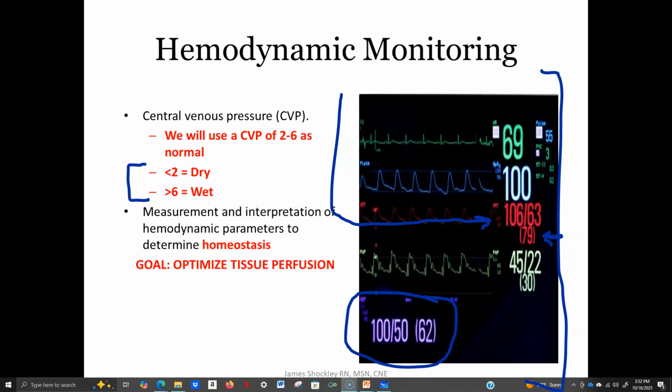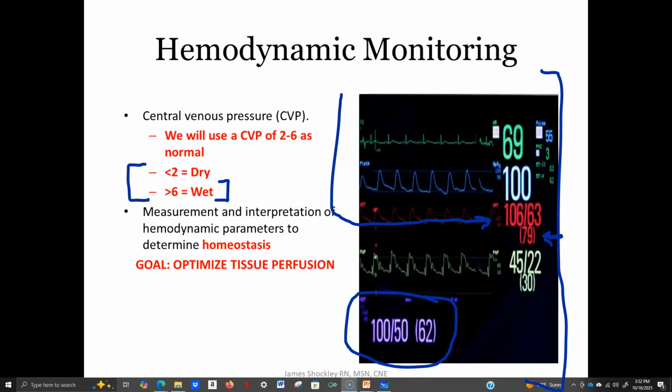Anything 2 or less means that the client is probably dry vascularly, because that's what the measurement that we're taking right off the superior and inferior vena cava to the right atrium. Anything greater than 6 equals wet. Basically, it's just the opposite of thinking about a BUN and what information a BUN gets me. Low is dry, high is wet. We'll use that for CVP, and we'll use that for our pulmonary artery pressures.